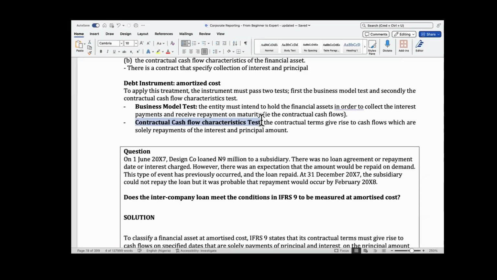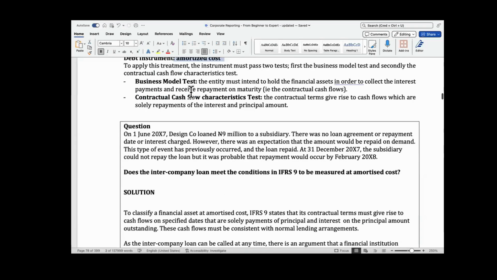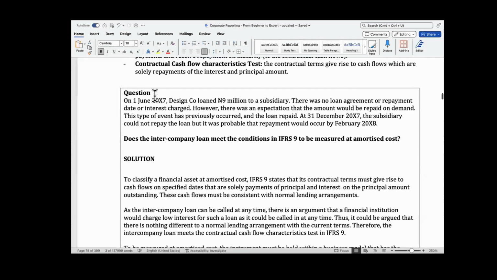So in your exams, they will not really pronounce these contractual cash flow characteristics that much. It's really going to focus more on the business model test, making sure you understand that when you're holding the financial asset to collect interest and principal, then you can classify at amortized cost. Okay. So this question, I won't waste too much time on this.